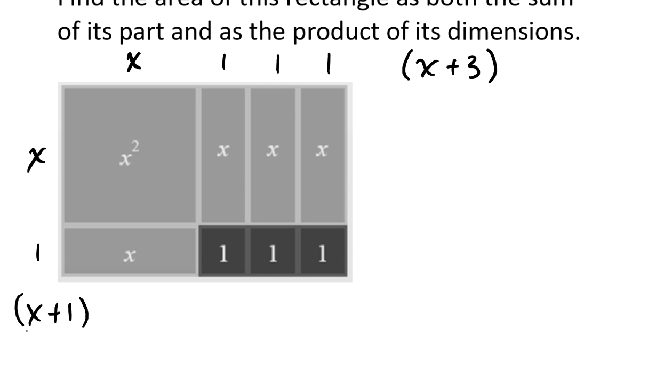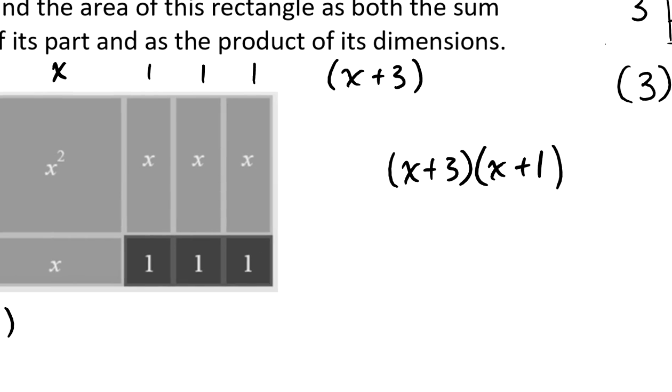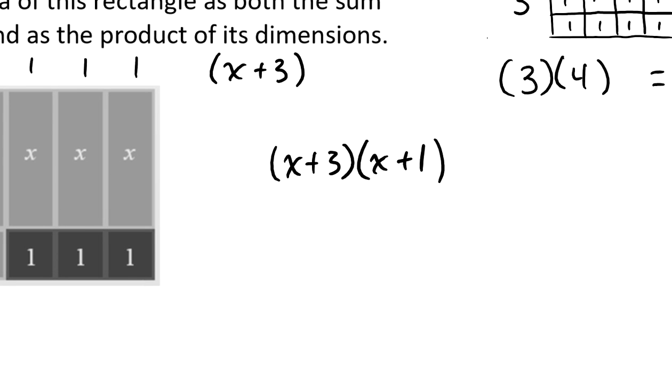So if I want to show the area as the product of its dimensions, we're looking at the length, x plus 3, times the width, x plus 1. So this is the area of this rectangle as the product of its dimensions. The other way that I can show this is the sum of the parts.